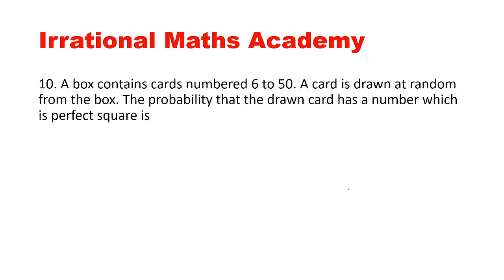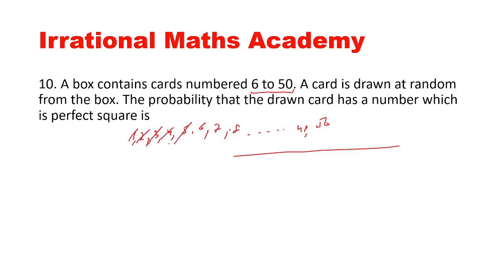Next, a box contains cards numbered 6 to 50. A card is drawn at random from the box. The probability that the drawn card has a number which is a perfect square. So first of all, 6 to 50, how many numbers? Let us see. If I start from 1, 2, 3, 4, 5, 6, 7, 8, so on, 49, 50. How many? 50 are there. But they are asking from where? From 6. So what I'll do is 1, 2, 3, 4, 5 numbers.